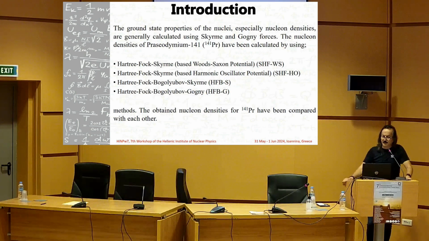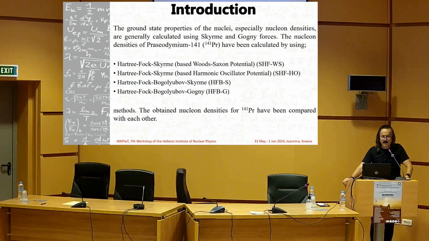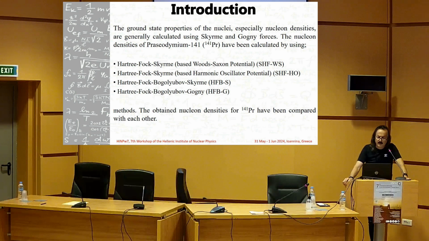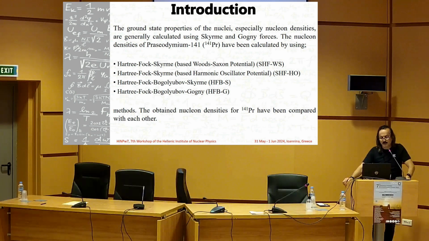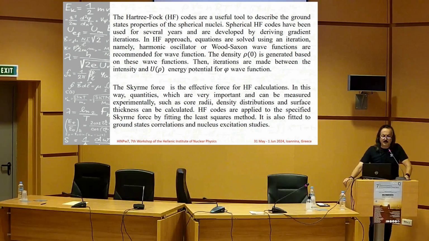The ground state properties of nuclei, especially nuclear density, are generally calculated using Skyrme and Gogny forces. The nuclear densities of proxy-SU3 141Er were calculated by three Hartree-Fock methods. For these Hartree-Fock methods, the nuclear densities for 141Er have been compared with each other. The Hartree-Fock codes are a useful tool to describe the ground state properties of spherical nuclei. Spherical HF codes have been used for several years and are developed by deriving Skyrme interactions.